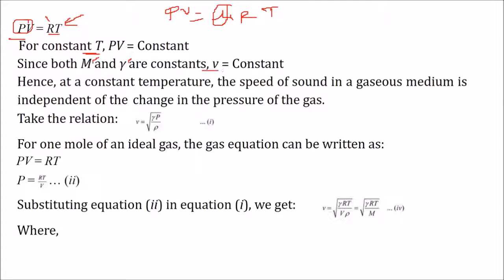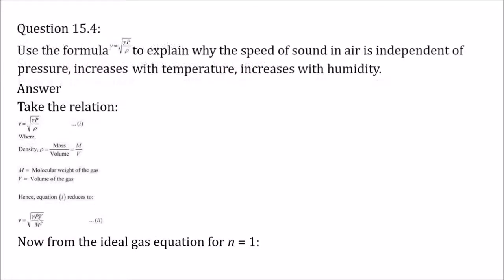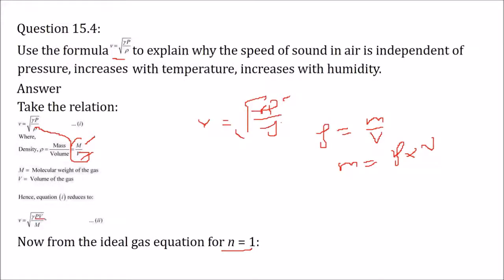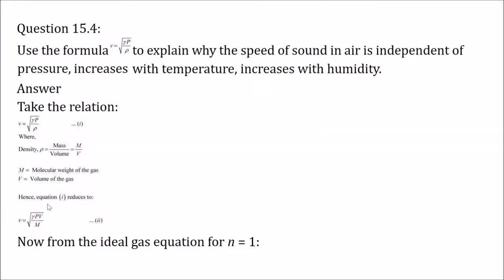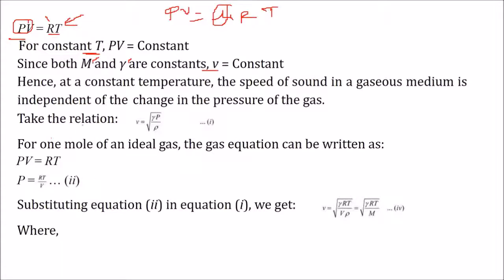So velocity will be what? If this is constant at constant temperature, gamma and M are also constant. So this velocity becomes a constant value. So at constant temperature, the speed of sound in a gaseous medium is independent of the change of pressure.